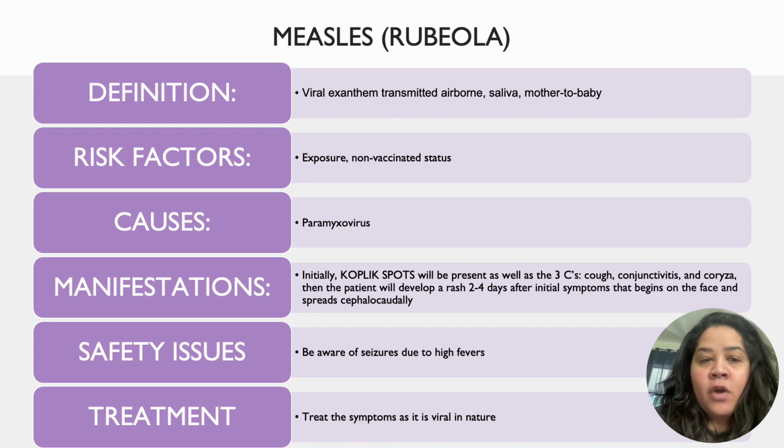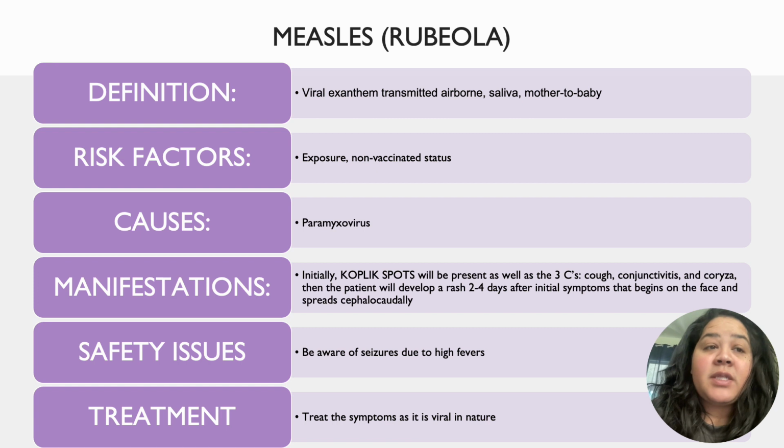The risk factors for all of these exanthems are going to be the same: exposure, non-vaccination status due to age, or choice. The cause for measles is going to be the paramyxovirus. Manifestations are going to initially present with Koplik spots. And this is a very specific keyword for measles. So go ahead and jot that down for your memory. And it'll be present initially before anything else presents.